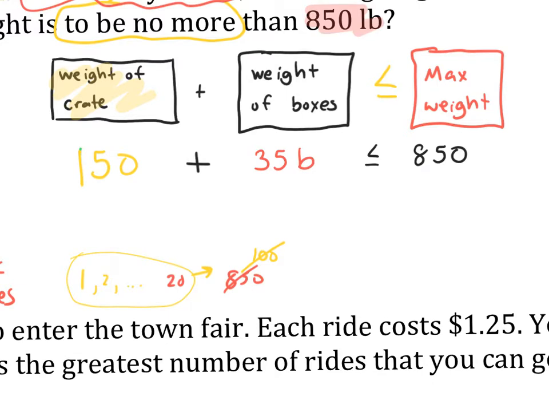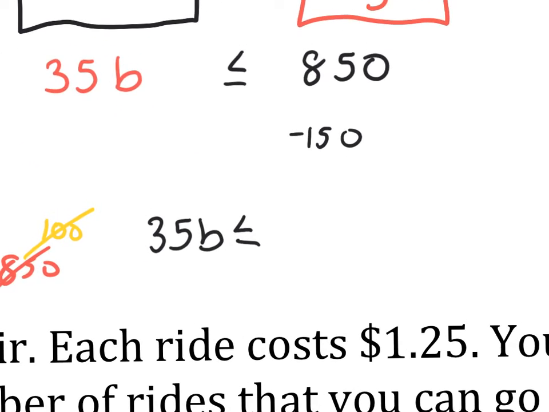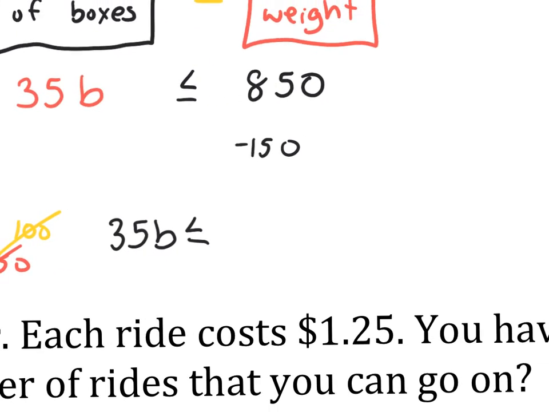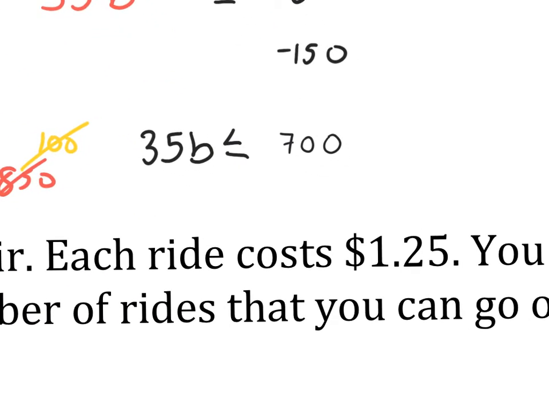Once we have this equation set up, now we can subtract 150 from both sides. And we end up with 35B. Notice that your handwriting here is important. If your B looks like a 6, suddenly you've changed the entire situation. So here I get 700. By the way, the question that this asks is, without the crates, how many boxes? The boxes must be under 700 pounds, all the boxes. So when you solve this, that's what you get.